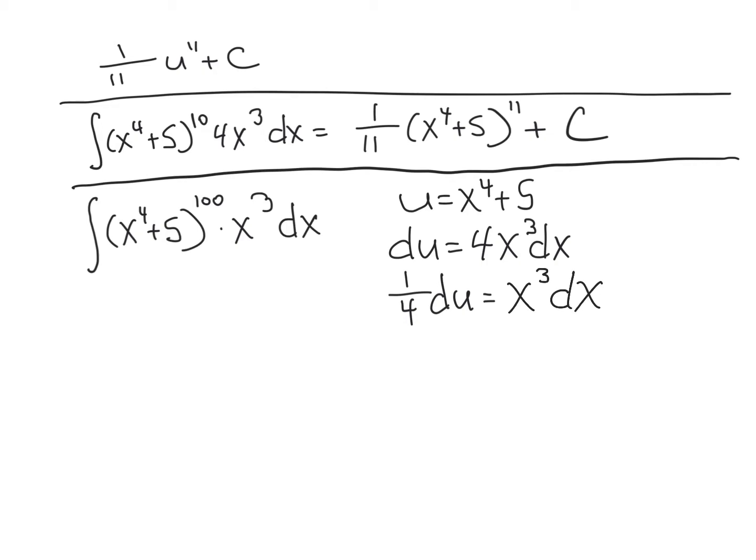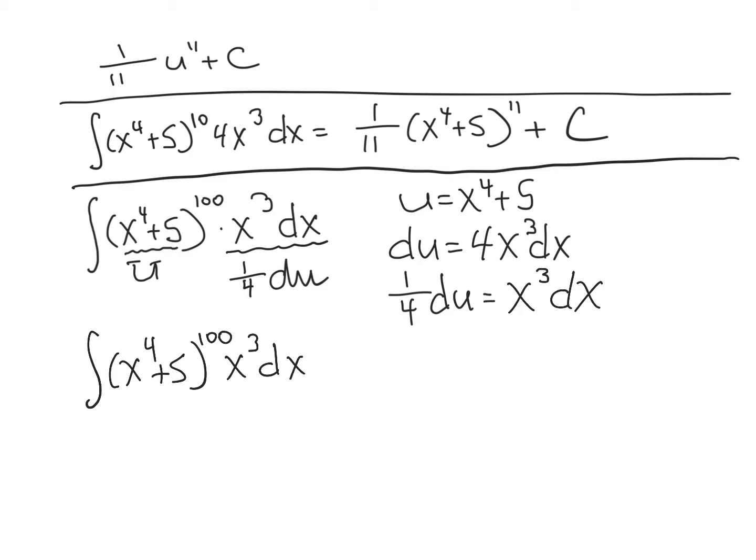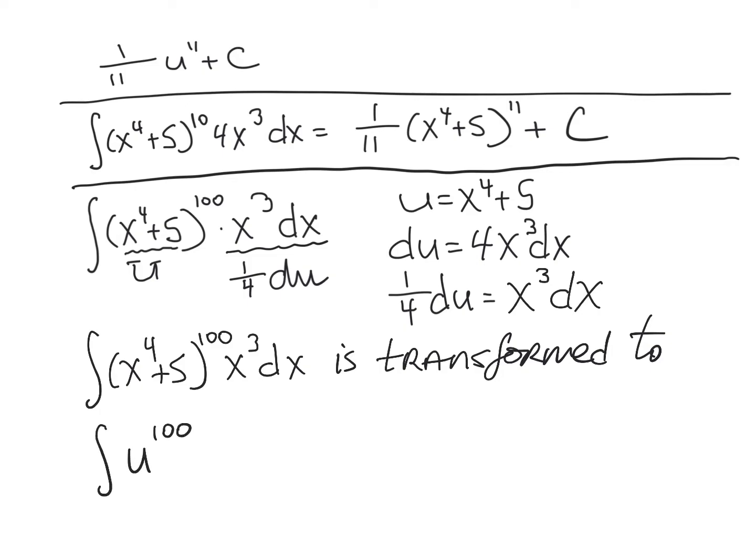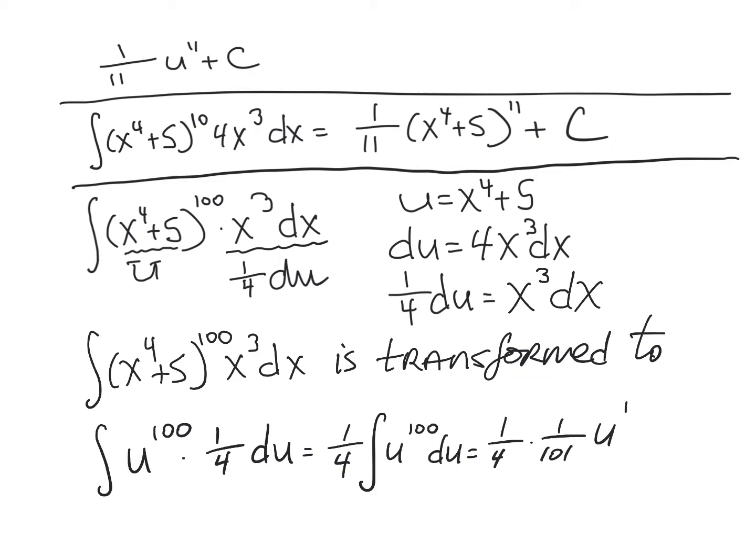And so we have x to the 4th plus 5, that's our u. And then x cubed dx is 1/4 times du. So once again, in example B, the integral of x to the 4th plus 5 to the 100th power times x cubed dx is transformed by this u substitution to an integral in variable u that is a very, very basic integral, which is u to the 100th times 1/4 du. We can take the constant to the outside: 1/4 times the integral of u to the 100 du. Once again, the power rule gives us 1/4 times 1/101 times u to the 101 plus c, which is 1/404 u to the 101 plus c.